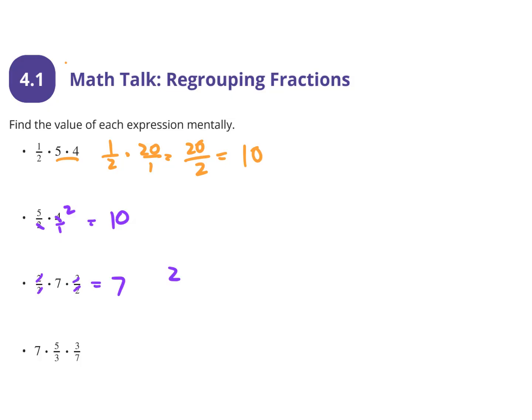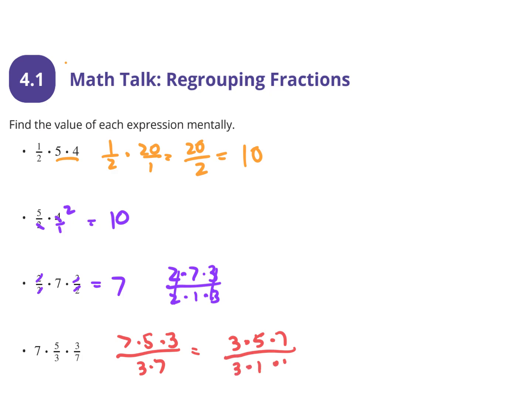So let's do this. 2 times 7 times 3. Now I'm going to move the numbers around in the bottom. It's 2 times 1 times 3. The 2's cancel out. The 3's cancel out. So let's do this a little neater with the last one. 7 times 5 times 3 over 3 times 7. I'm going to move this around to 3 times 5 times 7 over 3 times 1 times 7. We can see the 7's and the 3's cancel out, leaving us with 5.